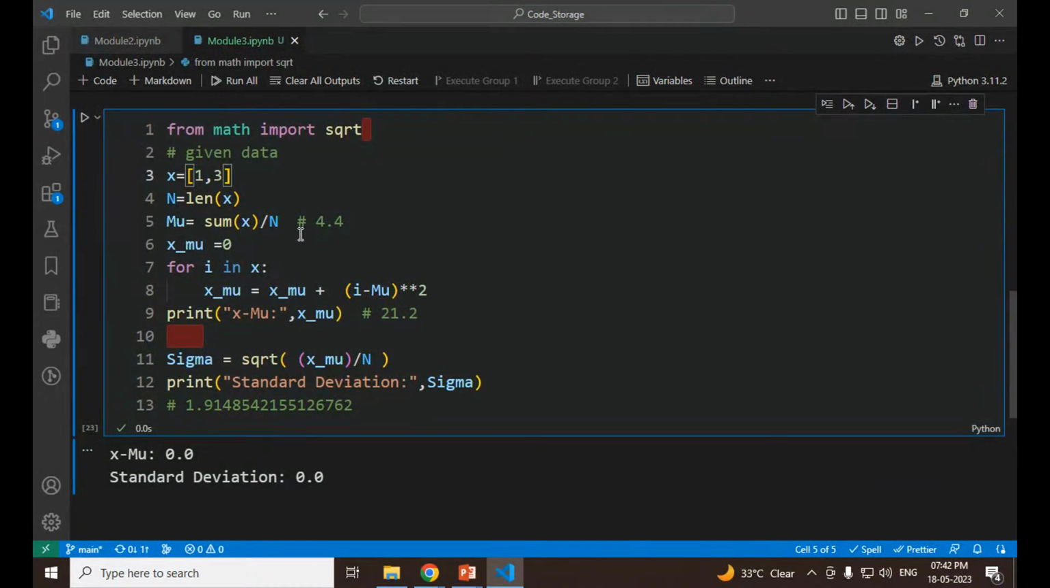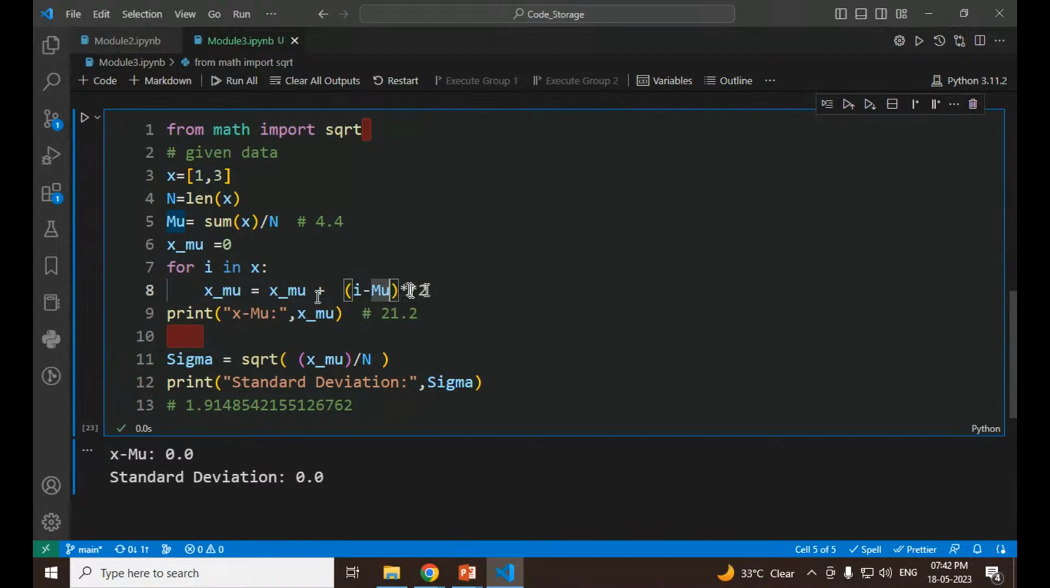Same calculation. You just do it in your mind. What is the length? The length is 2, so n is 2. Sum is 4, 4 by n, 2. 4 by 2 is 2. Mu is 2. Then 1 minus 2, which is minus 1, whole square.